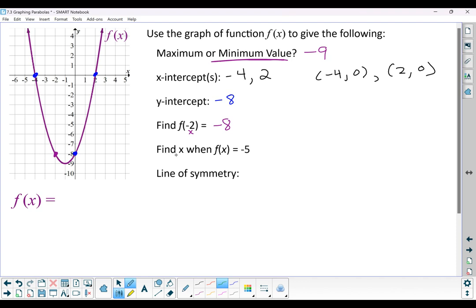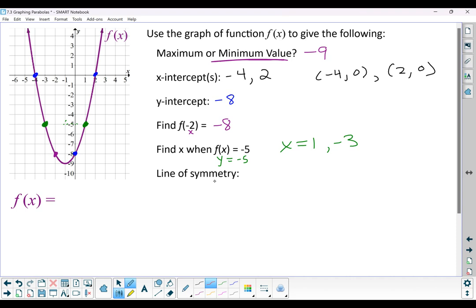Our next question says, find x when f of x is equal to -5. So this is telling us a y value of -5. Here's the height of -5 right here. We definitely have an x value of 1. Parabolas are symmetric, so make sure you always check to see if you can find the other one. Our other x value is -3. And again, you can separate those with a comma. But there's definitely two x values for which the function has a height of -5.